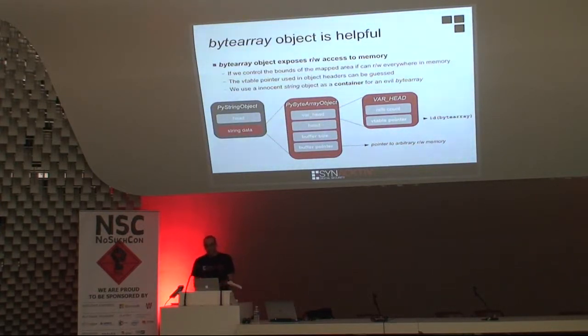In order to forge this information, you need to get some information such as a vtable pointer. The vtable pointer is a list of function pointers that allow you to perform operations on the bytearray object. In order to get these addresses, you still use the id function, id, id, id, and you get pointers everywhere. So you are able to forge this bytearray object and put all of this in a string object. When I say a string object, I'm really talking about the str type in Python.